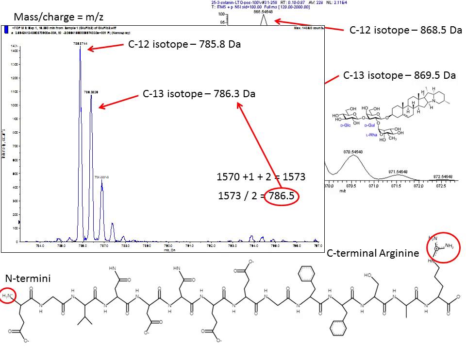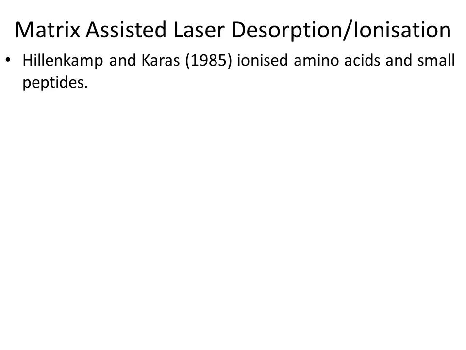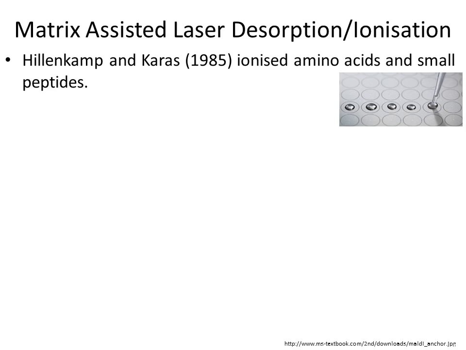Now that we've got that sorted out, it's time to look at the ways of getting peptides into the mass spectrometer, or looking at the ion sources. The first we will look at is matrix-assisted laser desorption ionization, or MALDI, invented in the mid-1980s by Franz Hillenkamp and Michael Karas. In this technique, the peptides are spotted onto a metal target plate with an ultraviolet light absorbing compound called a matrix and allowed to dry.